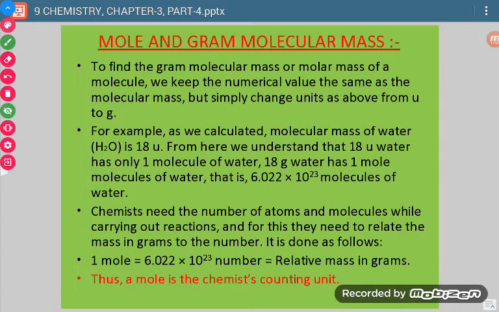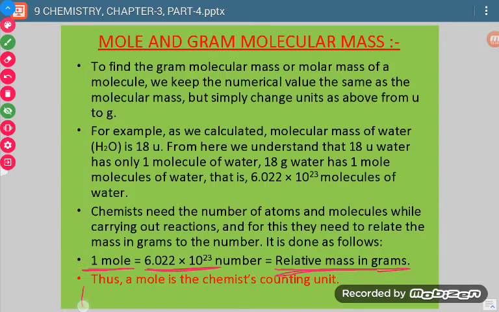Now, chemists need the number of atoms and molecules while carrying out reactions, and for this they need to relate the mass in grams to the number. So it is done by this. If I am taking 1 mole, then in terms of number I am taking 6.022 × 10^23 atoms, and in terms of weight, it is equal to gram atomic mass or gram molecular mass. It depends on which element or molecule we are talking about.